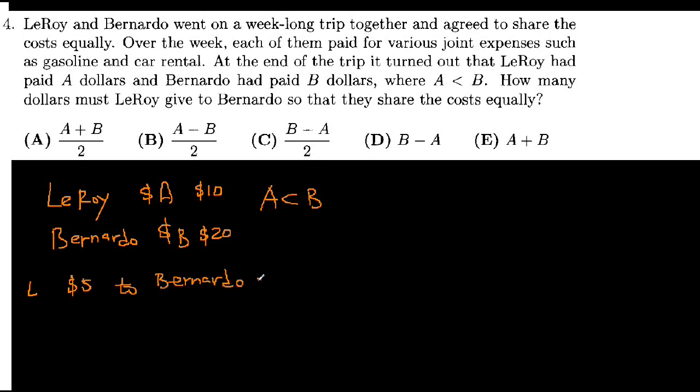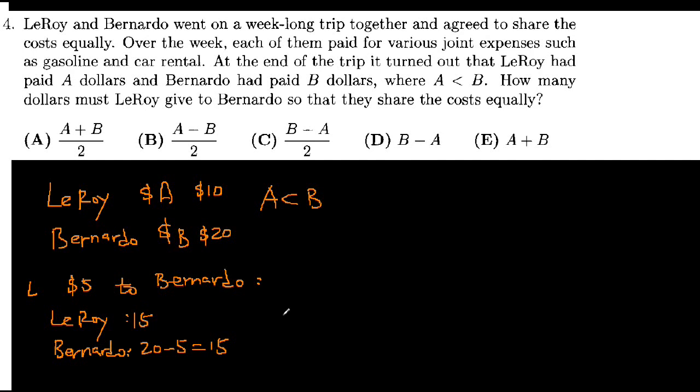And what that leaves us, Leroy actually paid $15, and Bernardo paid $20 before. Now he got $5 back from Leroy, right? So Bernardo actually paid 20 minus 5, which is 15, right?